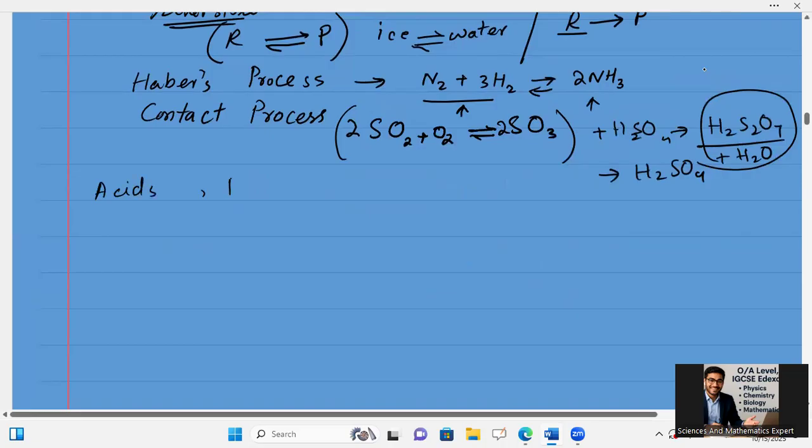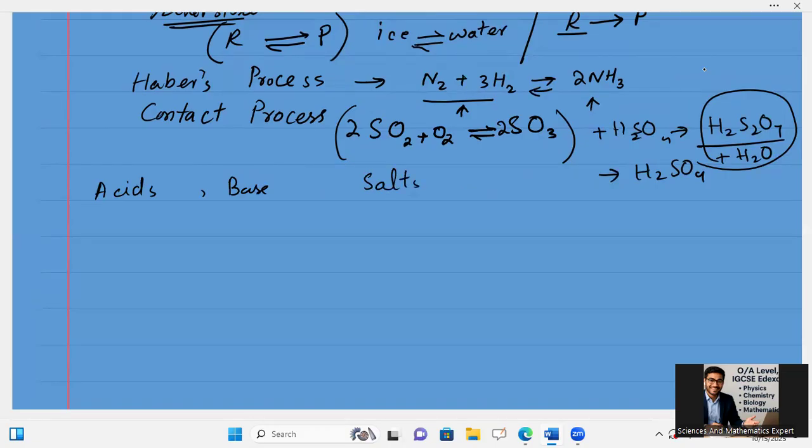Acids, bases, and salts. Remember that an acid is any species that gives hydrogen ions into the solution. Acid has a pH range of 1 to 7. Acid can turn blue litmus paper red, and red litmus paper stays red as it is.